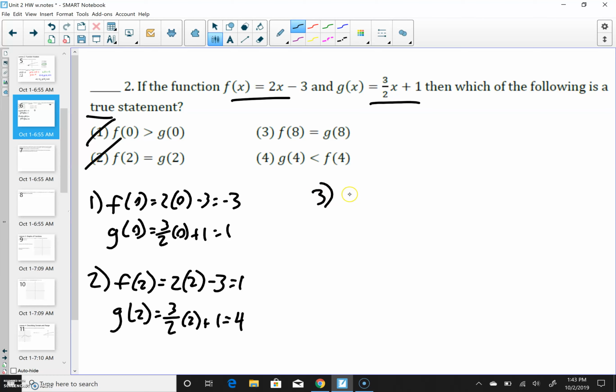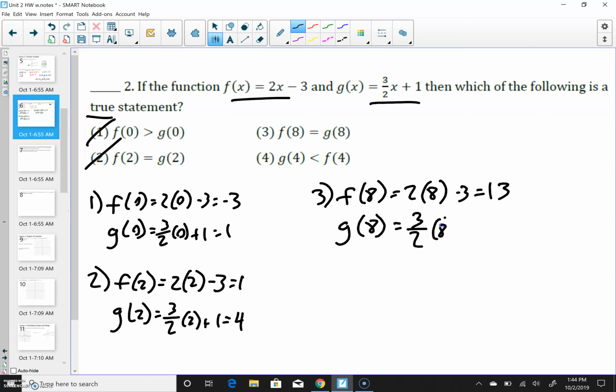The third one, f of 8 equals g of 8. Well, we'll continue our process of plugging in. 2 times 8 minus 3. 2 times 8 is 16, minus 3 is 13. And g of 8, 3 over 2 times 8 plus 1. 3 over 2 times 8 is 12, plus 1 is 13. So f of 8 and g of 8 are both 13. There's our answer. Just for the last one, g of 4 is less than f of 4.